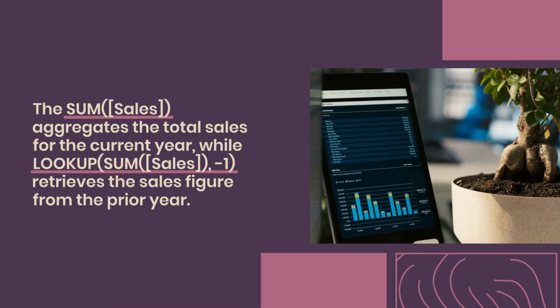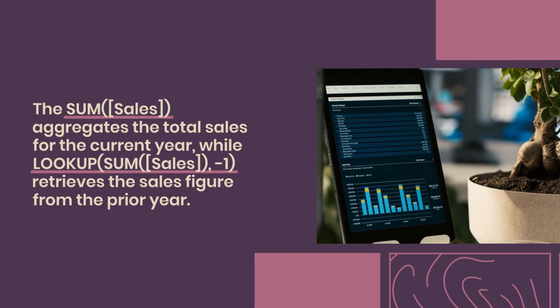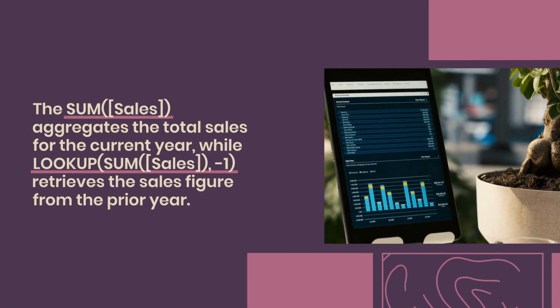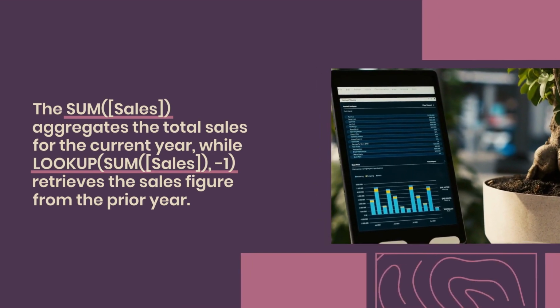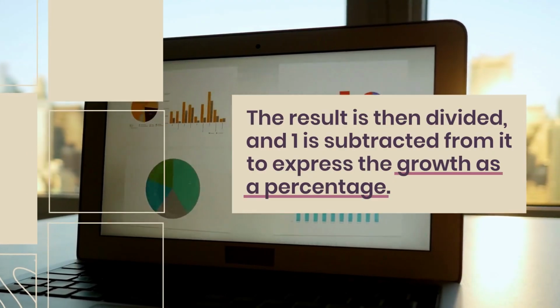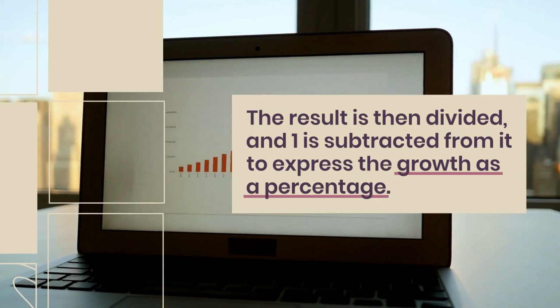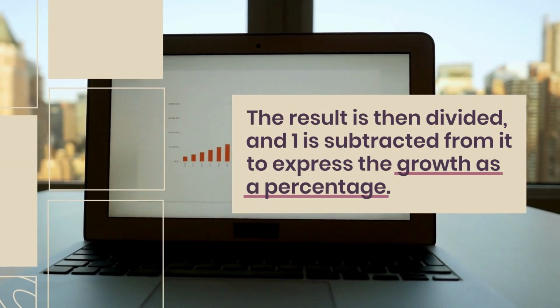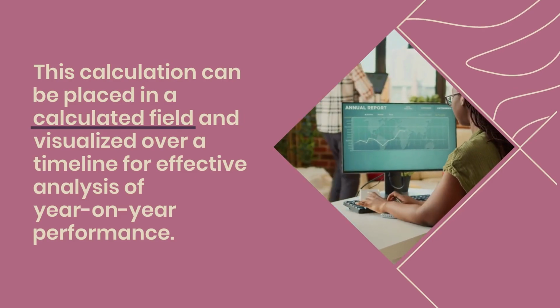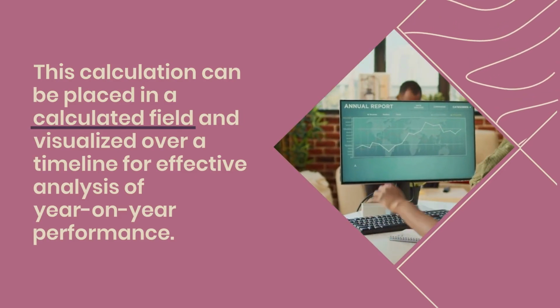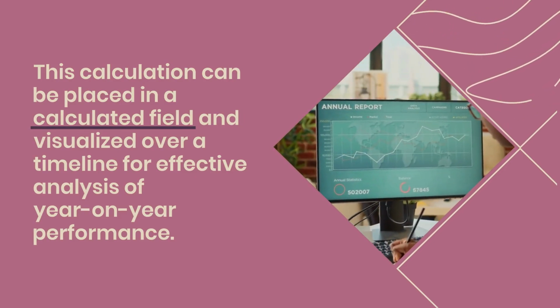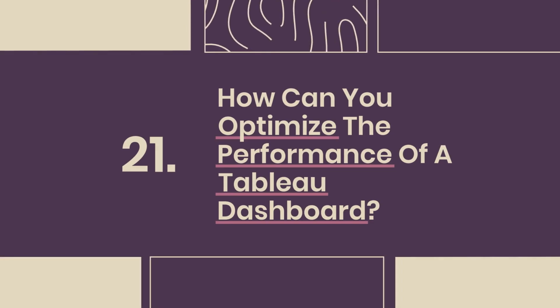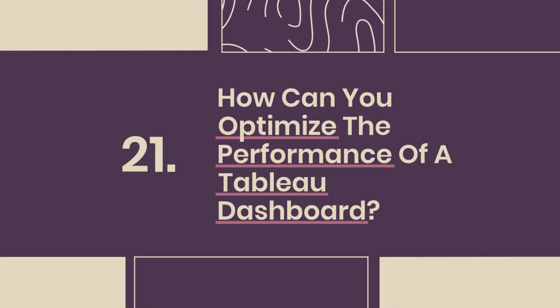The SUM(Sales) aggregates the total sales for the current year, while LOOKUP(SUM(Sales), -1) retrieves the sales figure from the prior year. The result is then divided, and 1 is subtracted from it to express the growth as a percentage. This calculation can be placed in a calculated field and visualized over a timeline for effective analysis of year-on-year performance.